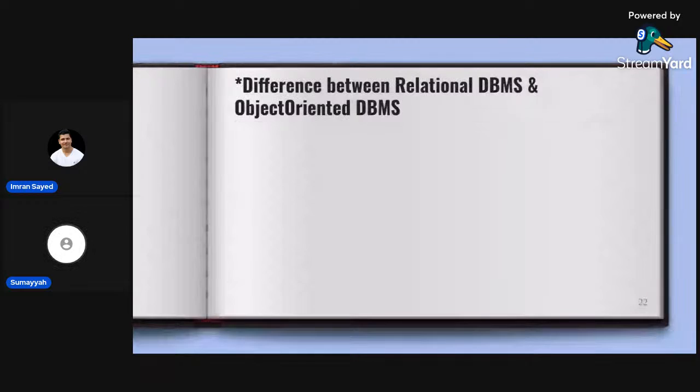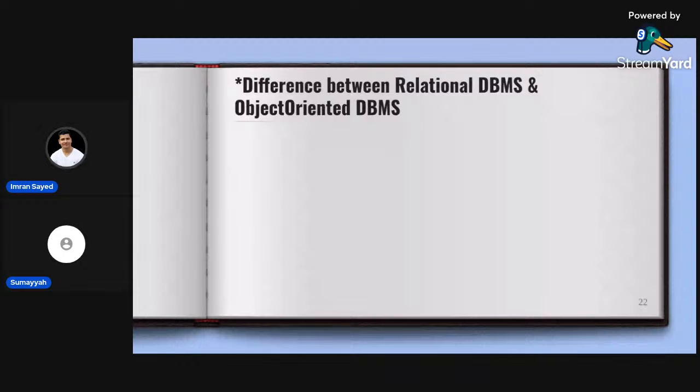Okay. What is the aim of relational DBMS? Data independence. Correct. So one of them, which you say, data independence, is the objective of RDBMS, and for ODBMS it is data encapsulation.